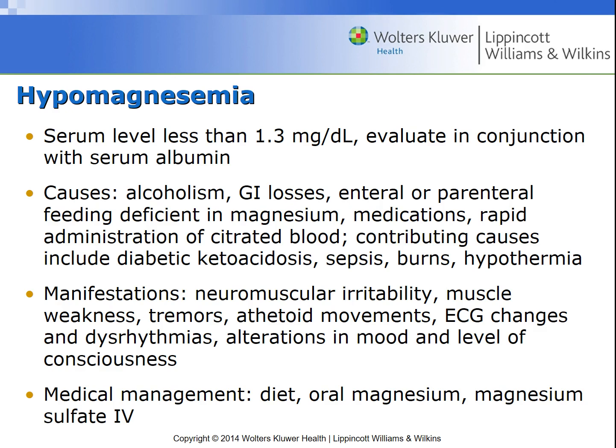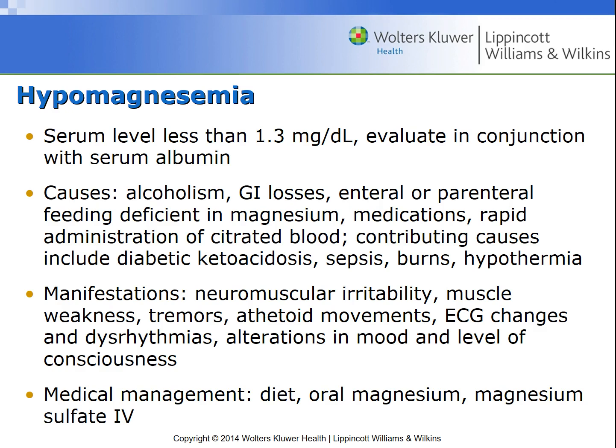Hypomagnesemia. So it's a serum level less than 1.3. It's evaluated in conjunction with serum albumin. The causes could be alcoholism. So again, the patient I had this last weekend that liked to drink his meals, well, actually he just drank all of his meals and vodka was his alcohol of choice. His magnesium level was 1.8, which wasn't bad, but it's not great either.